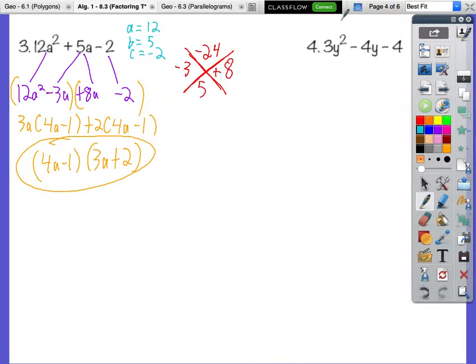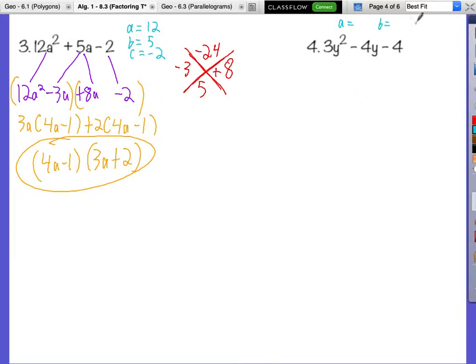So that means we need to identify our A, our B, and our C. So what's our A here? 3. What's our B? -4. What's our C? Oh yeah, -4.